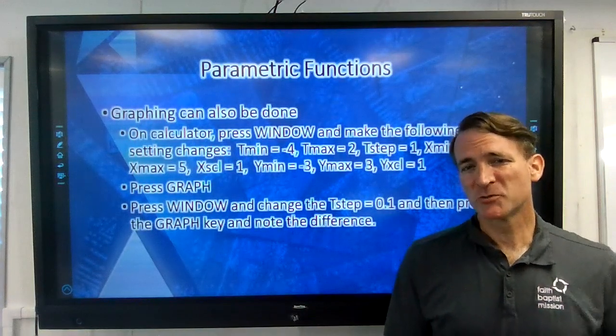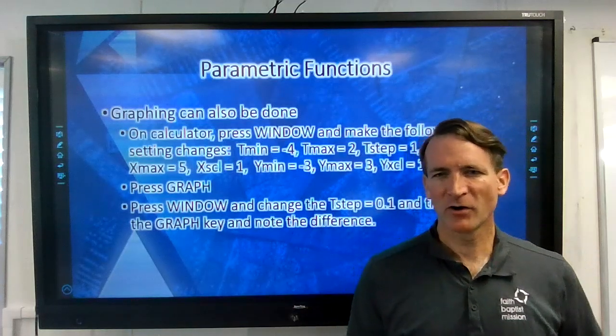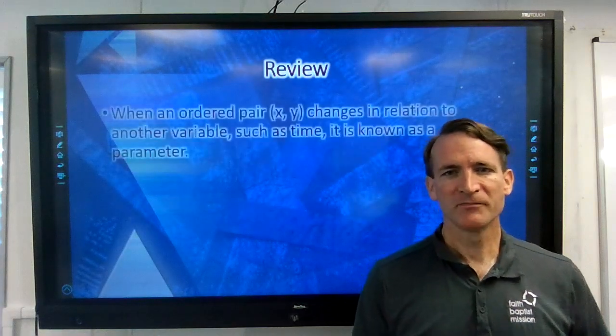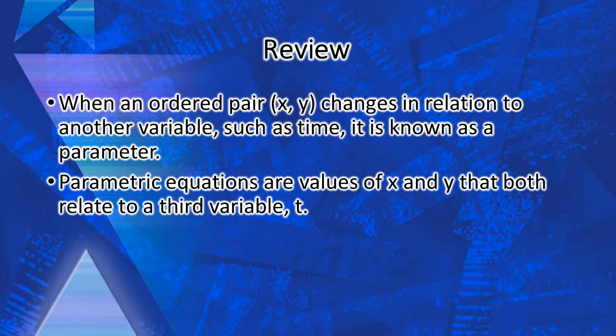So the smaller that value of your t step is, the more of a curve you're going to get in your graph when you're doing parametrics. So in review, when you have an ordered pair, and your ordered pair changes in relationship to another variable, such as time, that is what we call a parametric or a parameter. Parametric equations are values of x and y that both relate to a third variable, that usually of t.